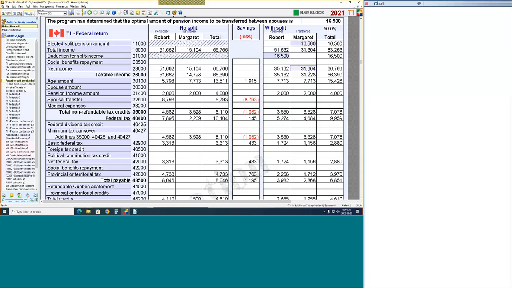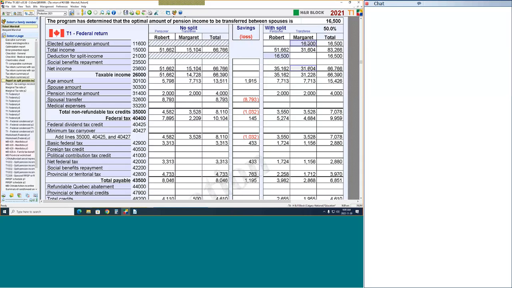We need to do an optimize or an override. You're always going to do the optimize on the file of the person who is splitting their pension. So the transferor, the person giving the money away, is the person you're going to do the optimize on. And then we have to find out how much we're going to change it.